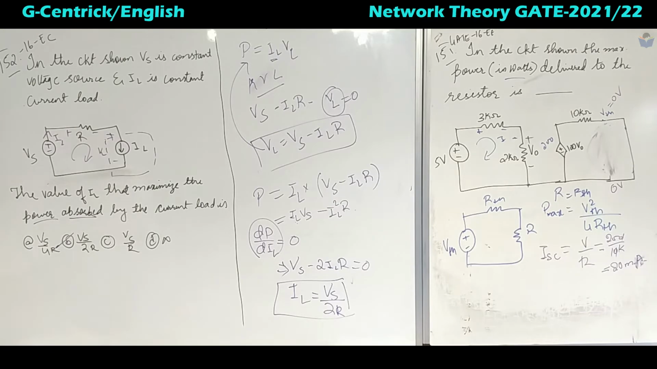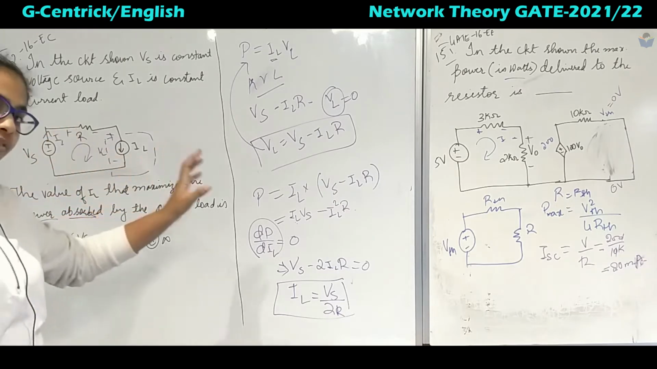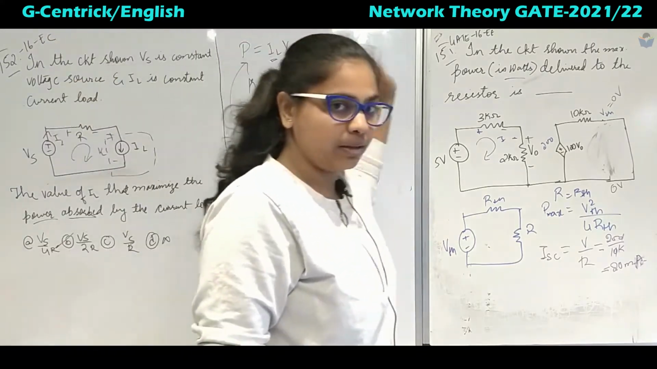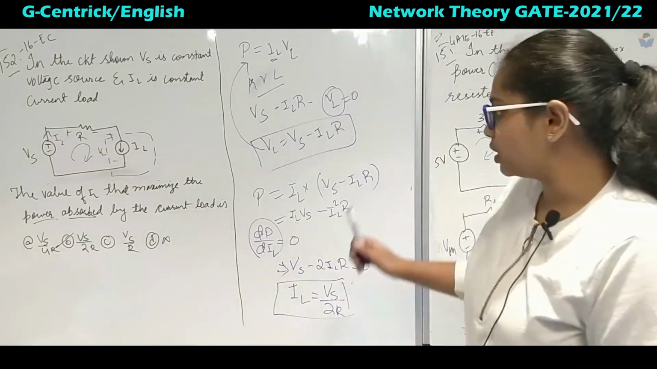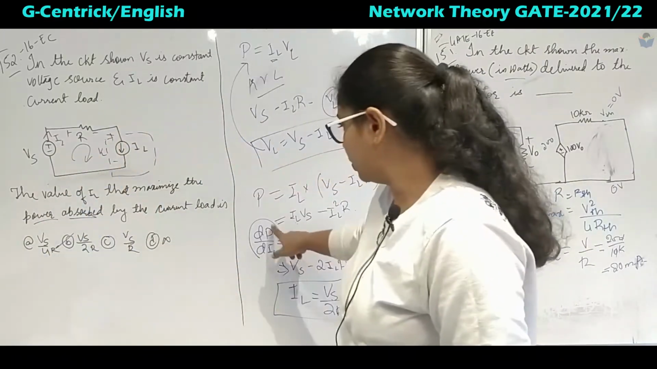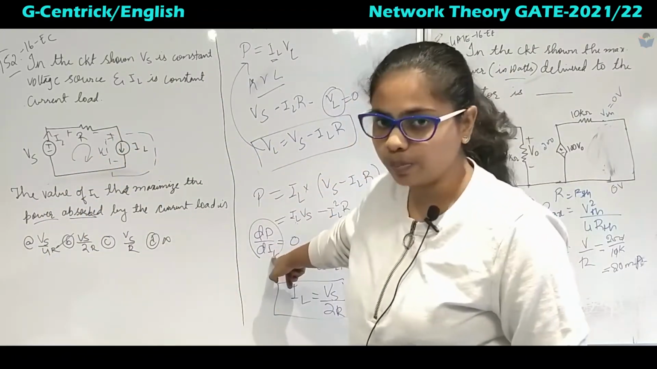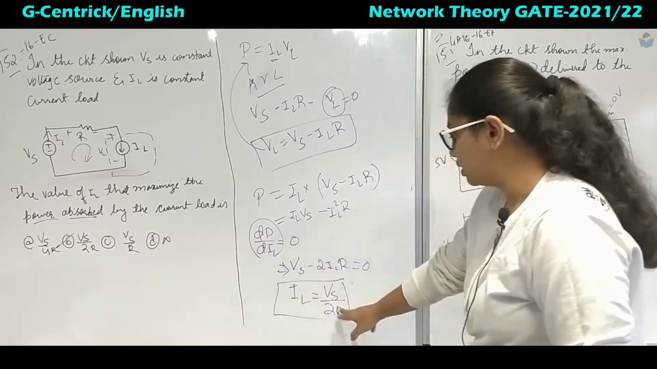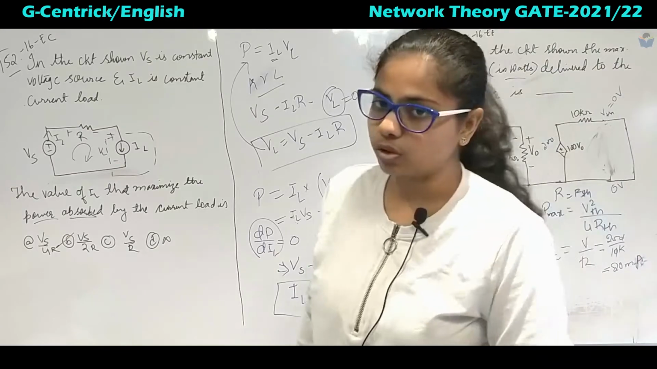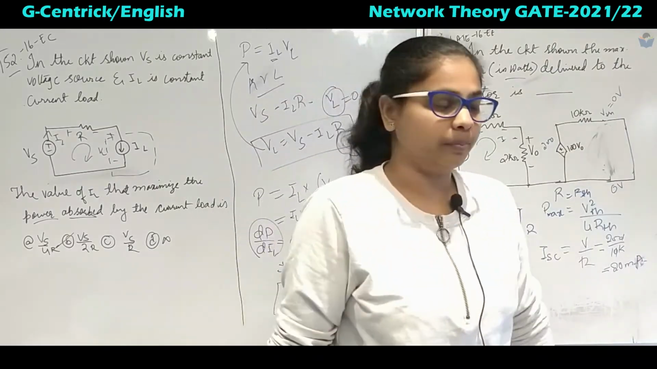Now if you know the concept, it will be very easy to solve. We have applied only KVL and the power formula. We know the condition for the maximum: the maximum power absorbed is found by differentiating this with respect to the load current, and then equating to 0. So you will get this answer. We will see some more questions based on the maximum power theorem.